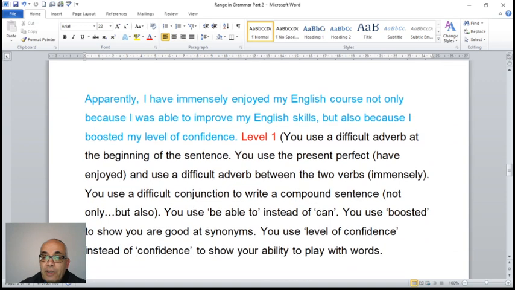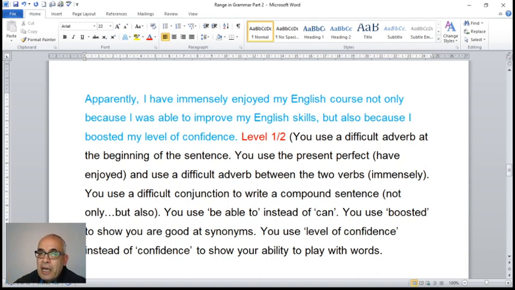Now, if you look at this sentence, this is like level 1 or even level 2, you can say. "Apparently, I have immensely enjoyed my English course, not only because I was able to improve my English skills, but also because I boosted my level of confidence." Again, I said this sentence can be level 1. In fact, I can even put level 2, no problem. It's difficult because between level 1 and level 2 there is just a little gap.